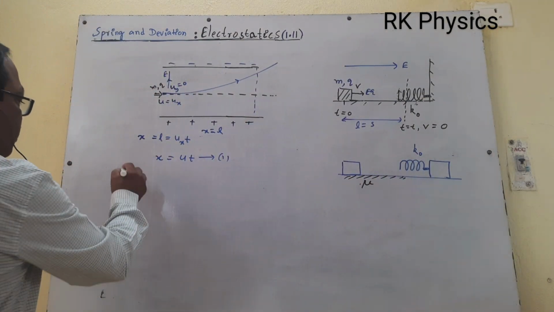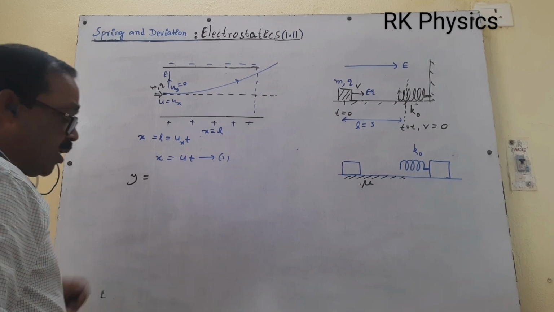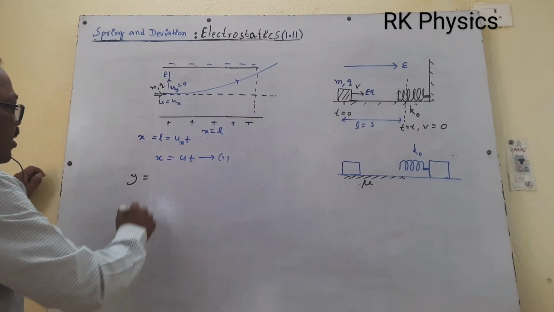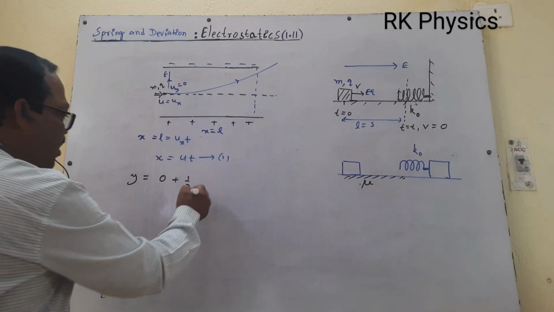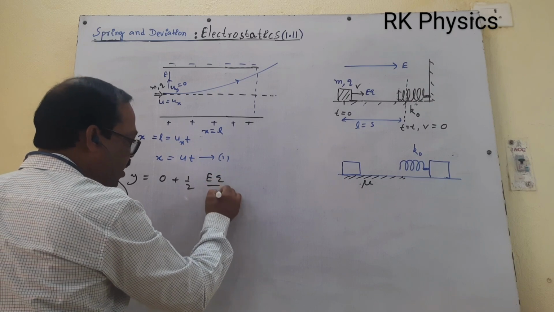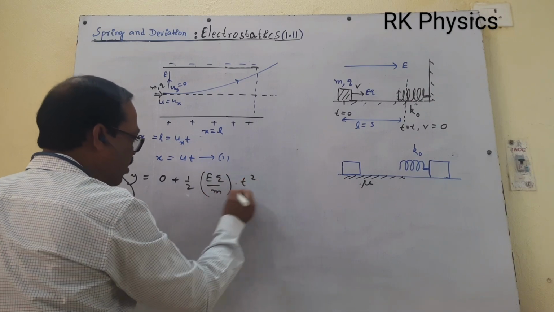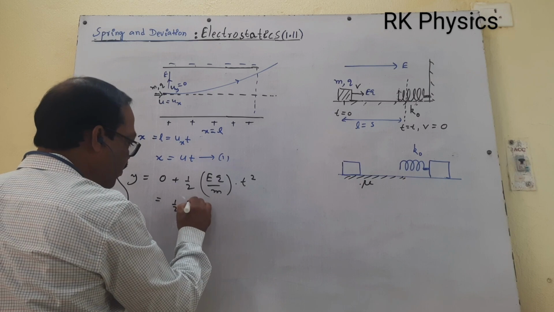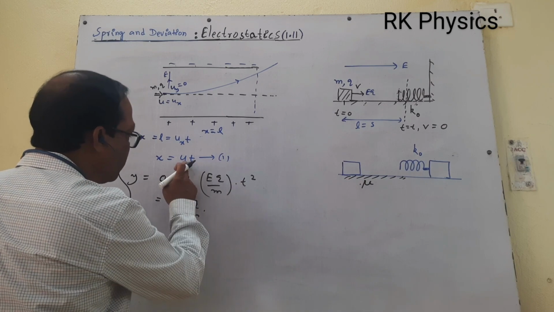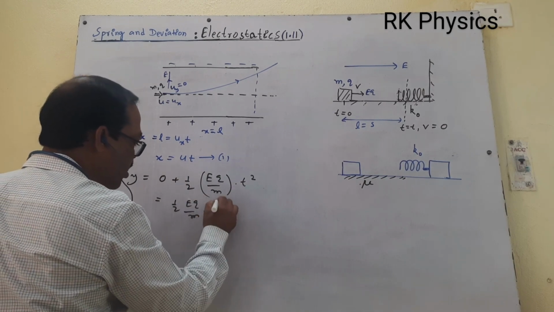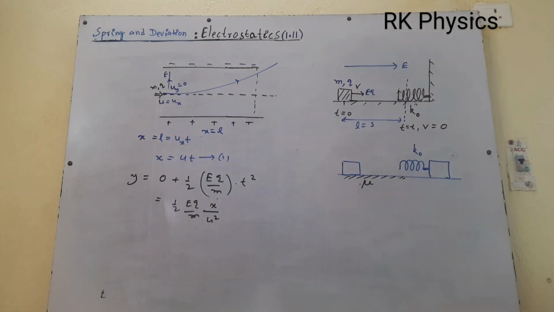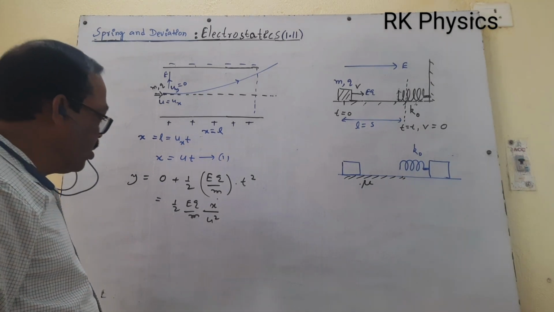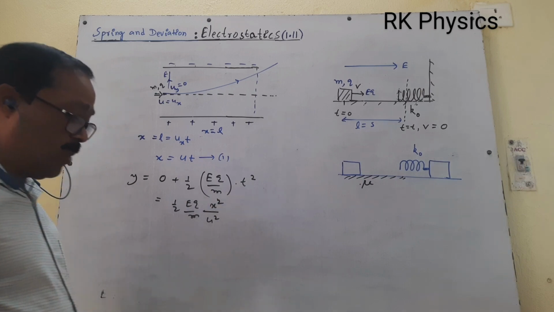Now, what is the equation of the vertical path? That is y equals u t plus half a t square, where a means eq divided by m. So this is half eq by m into t square. t means x by u, so t square is x square divided by u square. So this is your formula: eq divided by m, x square by u square.